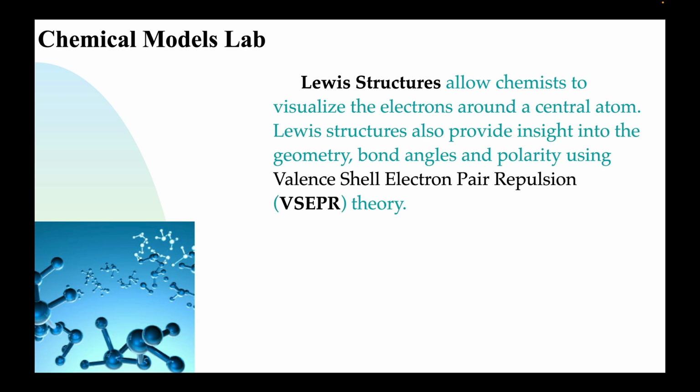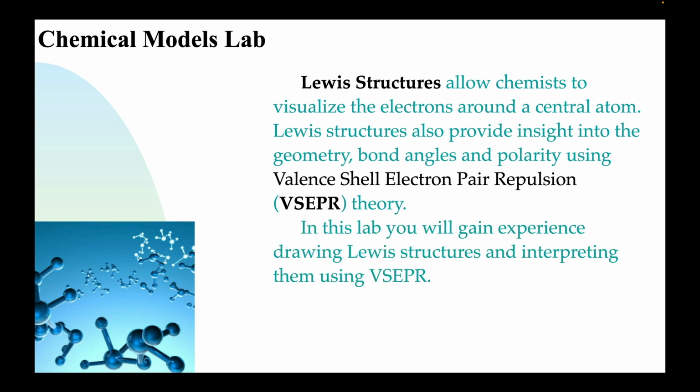VSEPR is a set of formulated rules as to what happens when electrons get too close to each other, and it does result in the structures you see. In this lab, you're going to gain experience drawing Lewis structures and then interpreting the structures using VSEPR. From VSEPR, you can figure out bond angles and stuff like that. These rules are pretty profound. You might look at molecules later in biology, or see a pharmaceutical medicine where the structure is listed, and you can actually apply these rules. Pretty cool stuff, at least in my opinion.